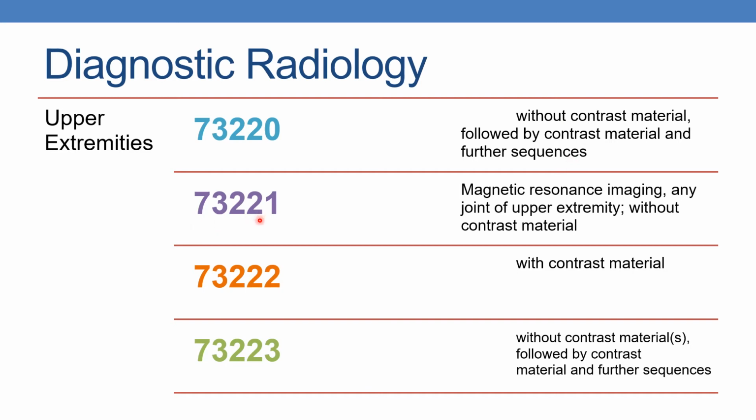The next is 73221, which is nothing but MRI any joint of upper extremity without contrast. The next is 73222, MRI any joint of upper extremity with contrast. The next is 73223, MRI any joint of upper extremity without contrast followed by contrast material and further sequence.